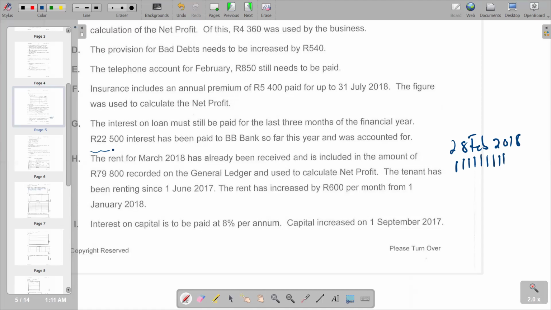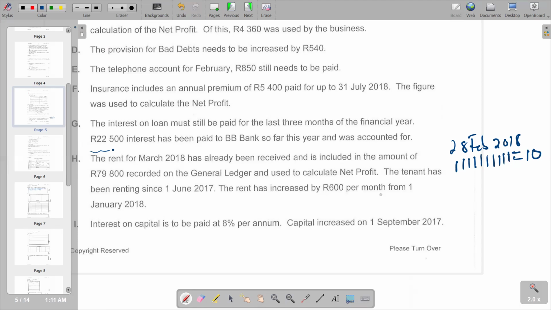And then we also have for March again, it's been received. So we also have March. So we're saying 1, 2, 3, 4, 5, 6, 7, 8, 9, 10. So we have 10 months. So this 79,800 is for 10 months.